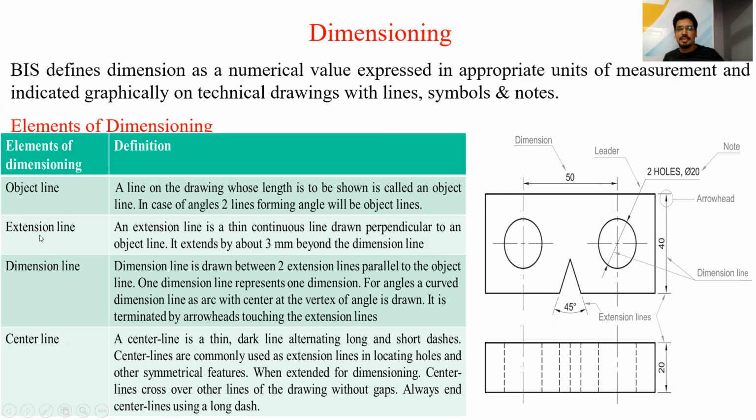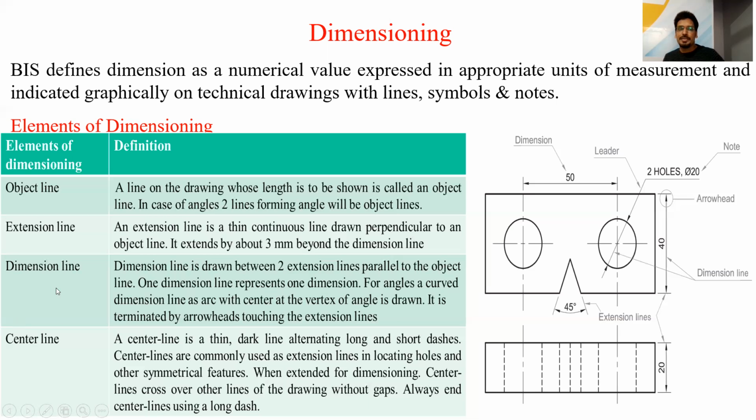Next is the extension line. Extension line is what? Extension line is a thin continuous line drawn perpendicular to an object line, and it is extended by about 3 mm beyond the dimension line. So this is the object line, and to write the dimension we have to draw an extension line with a thin continuous line which is drawn perpendicular to this object line, and there is a certain gap of 3 mm in between the object line and the starting of the extension line.